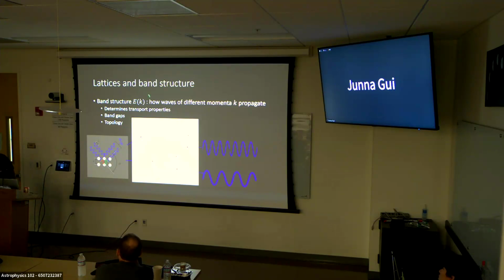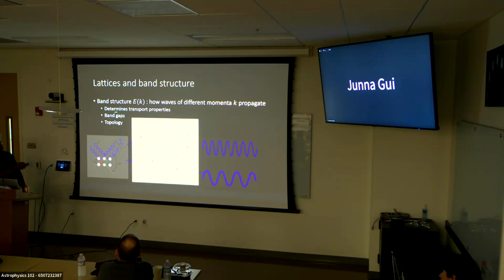This is the energy as a function of momentum in the lattice. It tells you how waves of different momenta can propagate through the lattice and determines transport properties. You can see things like band gaps that may have some interesting topology at play. This topology can be due to the band gaps themselves or to how the bands touch each other. These are things you want to study in periodic lattices.